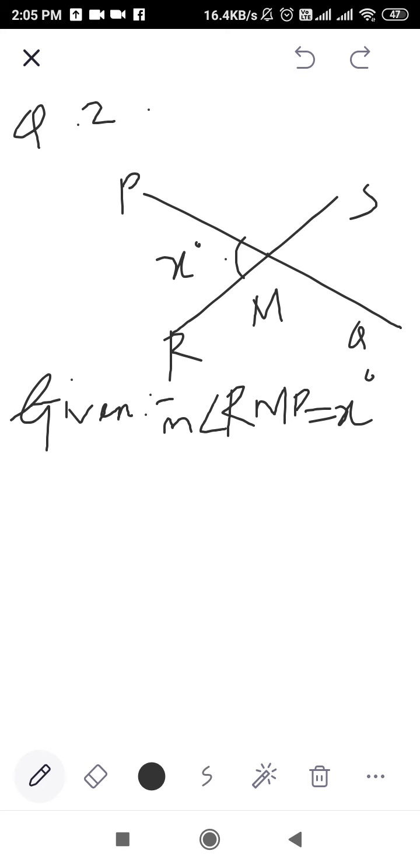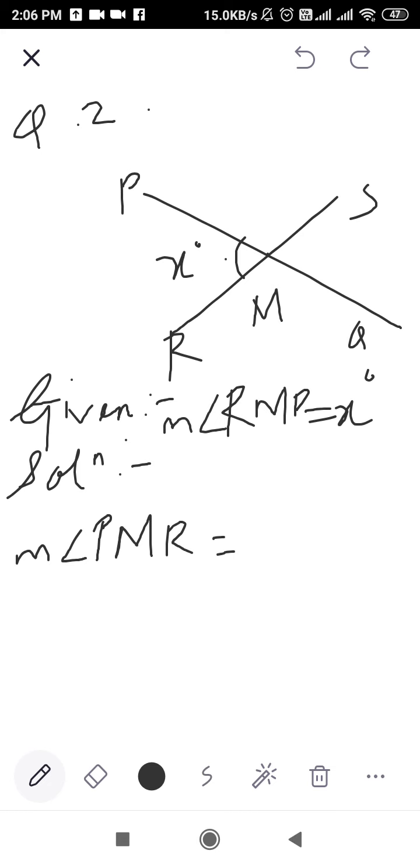अब हमको फाइंड क्या करना है? Remaining three angles RMQ, SMQ, PMS. Okay. Now we will find it one by one. So first we will use the vertically opposite angles property. PMR and SMQ, they will be congruent, right? Measurement of angle PMR is equal to measurement of angle SMQ. Why? We will state the reason. Opposite angles are congruent, right?